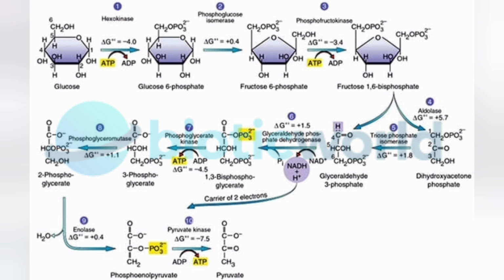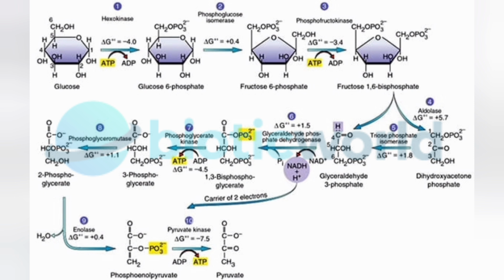Step 5: oxidation of G3P. Here, G3P is oxidized by the enzyme glyceraldehyde 3-phosphate dehydrogenase, GAPDH, and NADH is produced. This step also generates 1,3-bisphosphoglycerate, BPG, which is high energy and will be used to make ATP.